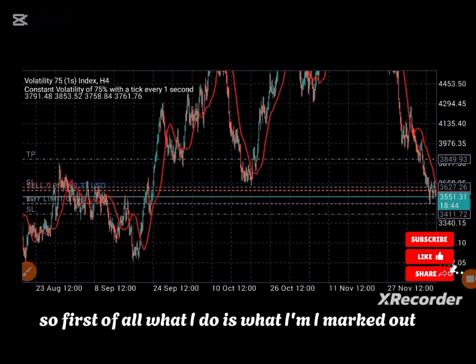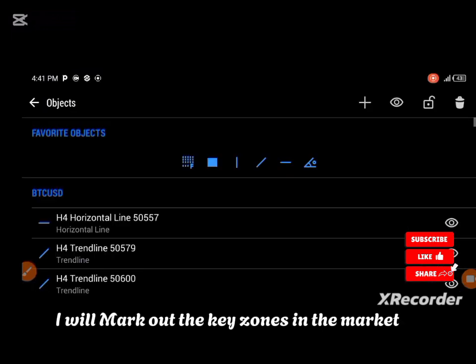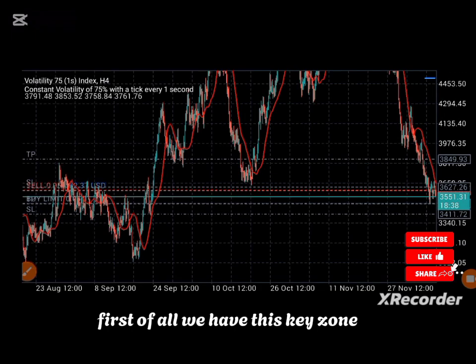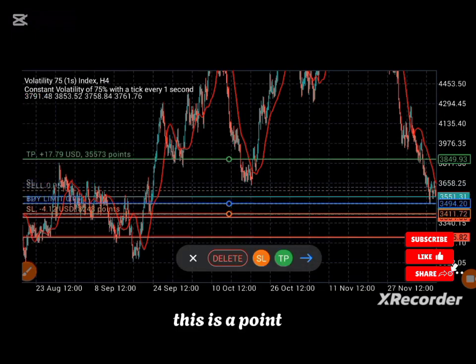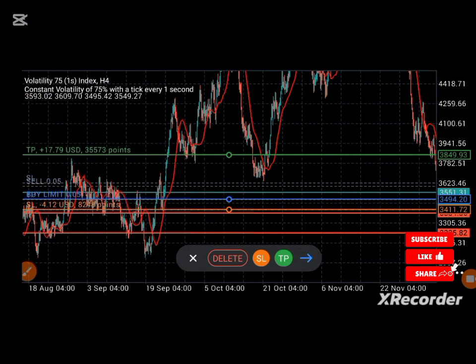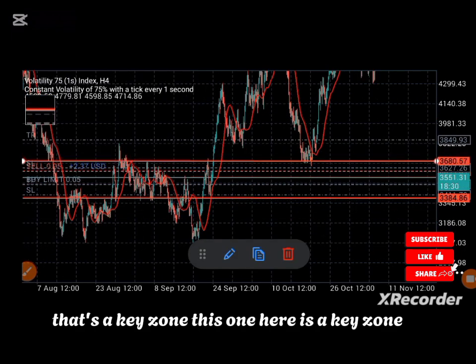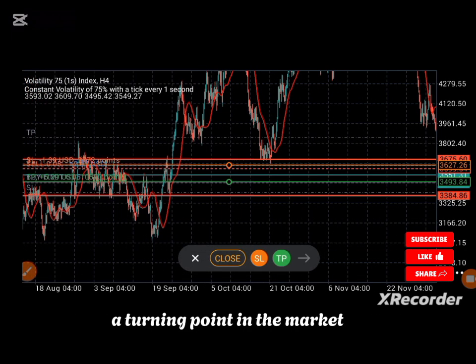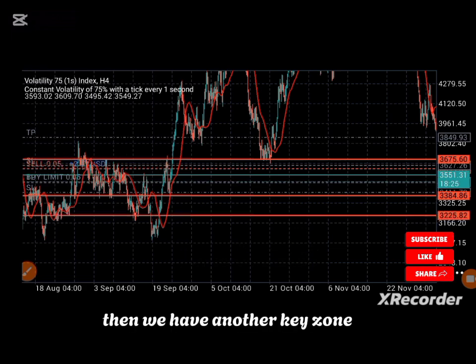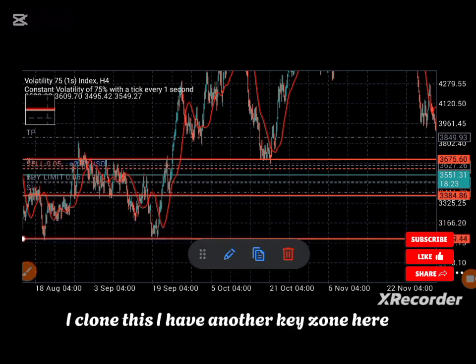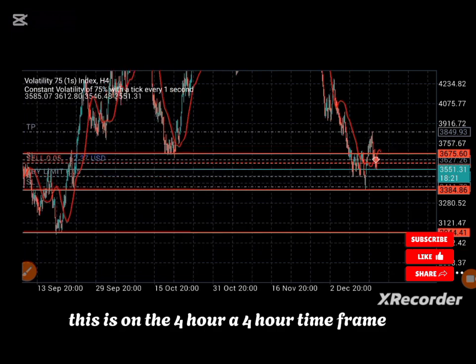First of all, what I do is mark out the key zones in the market. We have this key zone. This one here is a key zone, a turning point in the market. Then we have another key zone. I clone this, and I have another key zone here. This is on the 4-hour time frame.